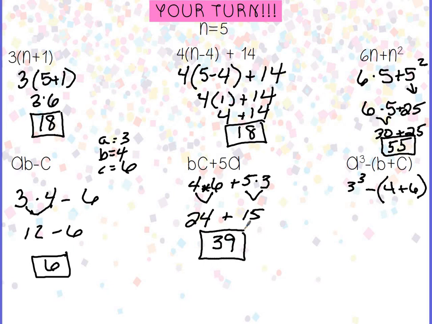Notice I'm boxing all my answers at the end because it makes it easier when you are going through to check your answers. All right, here I have to do parentheses first, so I get 10. So I'm going to have 3 cubed minus 10. Remember, 3 cubed means 3 times 3 times 3. So 3 times 3 is 9, times 3 is 27. It doesn't mean 3 times 3, it means 3 times 3 times 3. And then here, 27 minus 10 is 17.